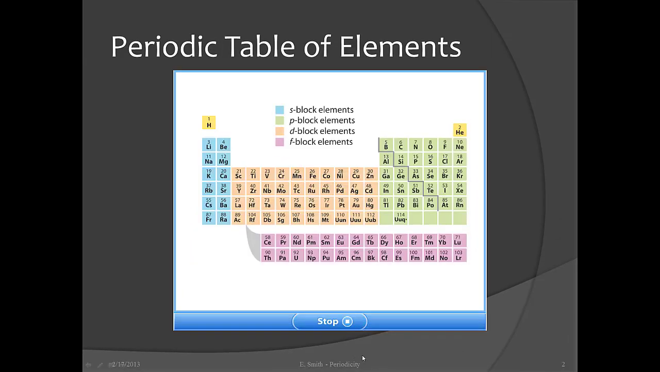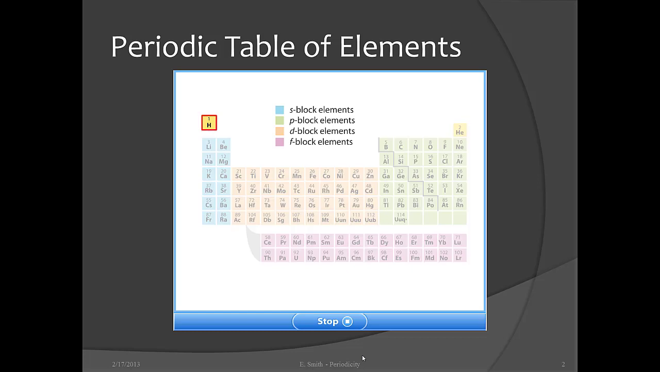There are 92 naturally occurring chemical elements, or atoms. They differ in the numbers of protons, neutrons, and electrons they contain. The periodic table arranges these elements in order of complexity. For example, hydrogen, element 1, is the simplest atom because it contains only one electron and one proton. It appears at the top left of the table.